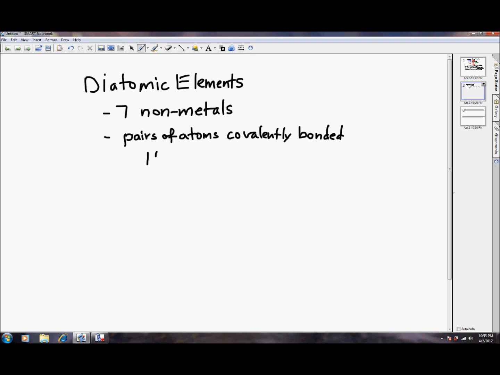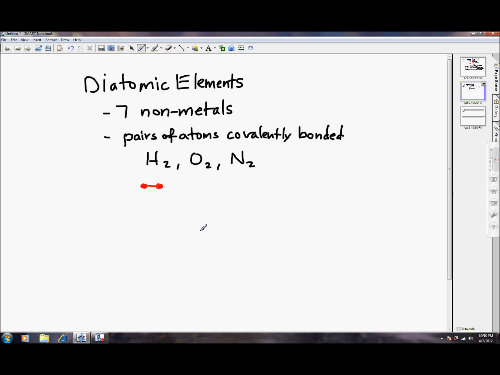So these are hydrogen, oxygen, and nitrogen. See? The word diatomic means 2. So when we talk about hydrogen, that means we have 2 hydrogen atoms bonded together. They always come as a pair. Hydrogen is always H2, O is always O2, N is always N2.